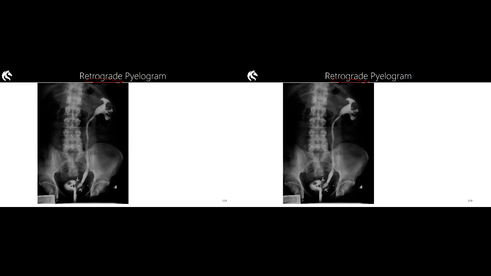Retrograde means going in the wrong direction, okay? Anything which is retrograde is flow in the opposite direction to the way it normally occurs. The opposite of retrograde is antegrade. Antegrade means it's flowing in the correct direction. So, if we made contrast flow this way, it would be antegrade. If we made contrast flow this way, it would be retrograde. All right? Relative to the ureter.